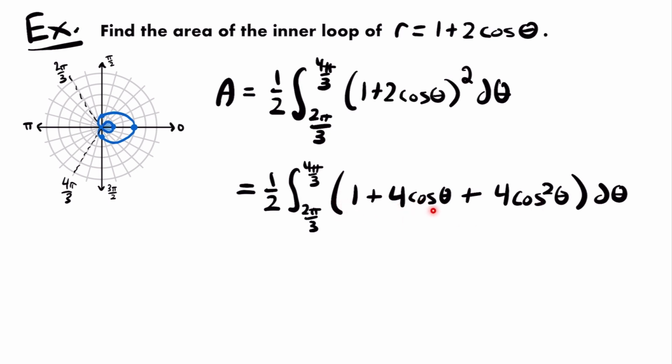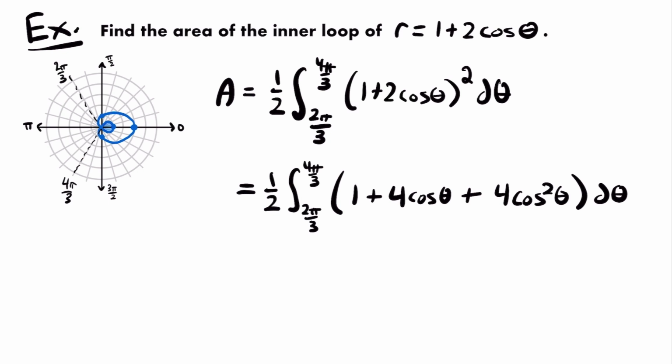Integrating 1 and 4 cosine theta is going to be pretty easy, but integrating 4 times cosine squared theta is going to be a little bit more difficult. So at this point, you could split up this integral into 3 parts like we did in the previous example, but I'm going to do it a little bit differently this time. I'm going to rewrite cosine squared theta using a trig identity first, and then we'll split up our integral after that. All right, because in order to integrate cosine squared theta, you're going to need to rewrite it using a trig identity. So I'm going to get that out of the way right now.